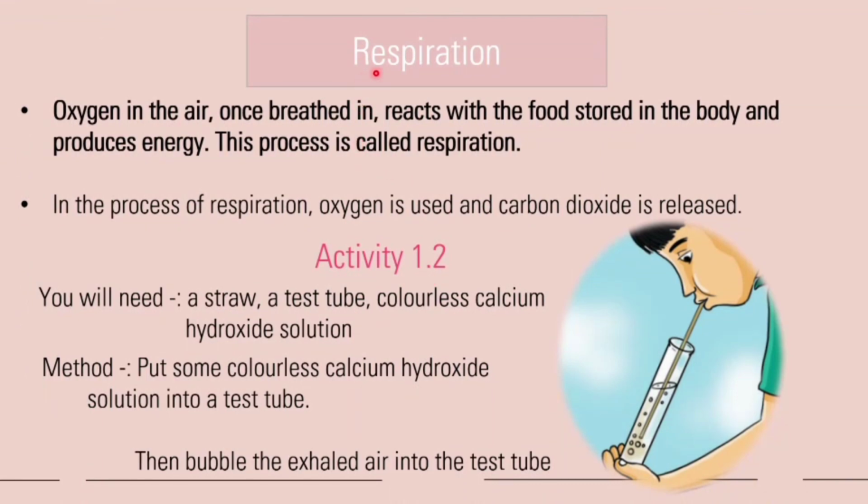The next characteristic is respiration. Oxygen in the air, once breathed in, reacts with the food stored in the body and produces energy. This process is called respiration. In this process of respiration, oxygen is used and carbon dioxide is released. Okay, activity 1.2. You will need a straw, a test tube, and colorless calcium hydroxide solution. Method: put some colorless calcium hydroxide solution into a test tube. Then bubble the exhaled air into the test tube.